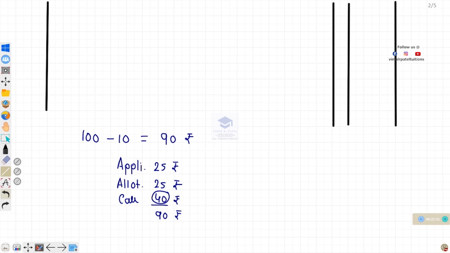If nothing is specified, debenture discount will be considered at the time of allotment. So it will be 35 minus 10. 35 rupees capital, and the debenture discount will be the 10% portion.